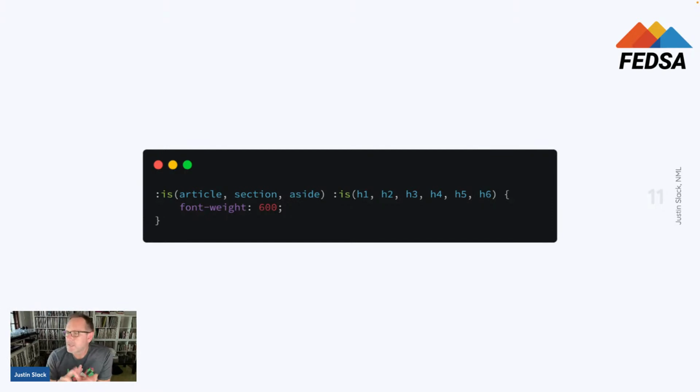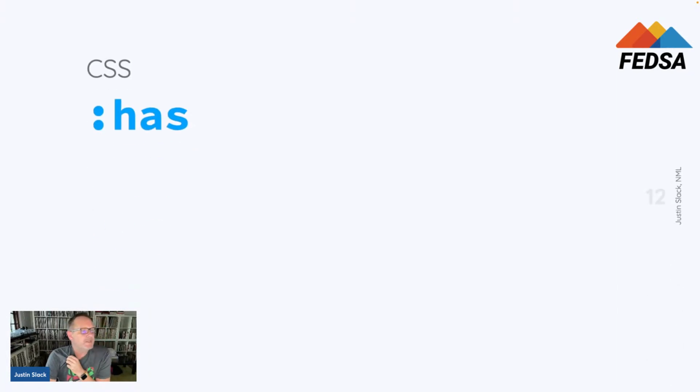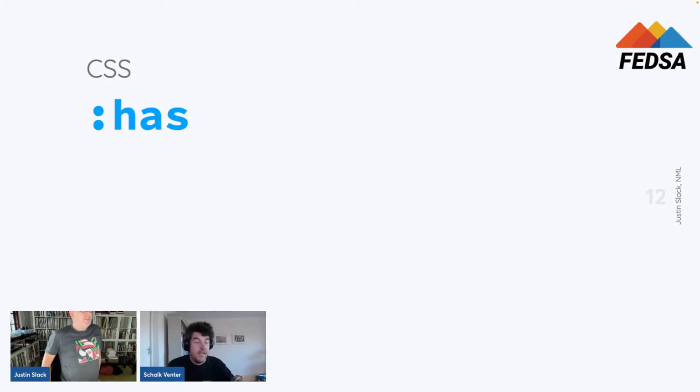Okay, so that's not, is, and where, and we'll go through some examples of that and look at how we can use them. But the seriously powerful selector that we now have access to in level 4 is, in fact, has. So the functional has. Can I quickly interrupt you before you get into that, Justin?